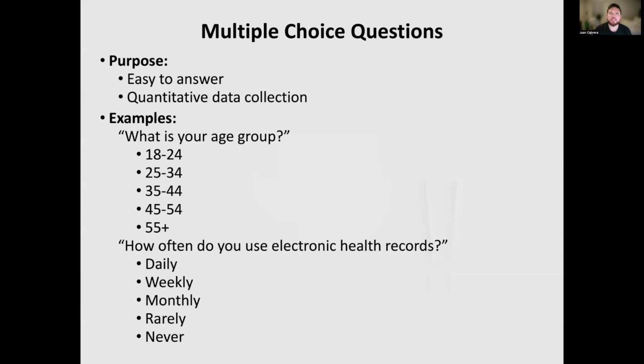Another example is asking about the frequency of using electronic health records with a question like, how often do you use electronic health records? The response options might be daily, weekly, monthly, rarely, or never. These predefined choices make it easy for respondents to provide their answers, and for us, it simplifies the data analysis process. The responses are already categorized so we can quickly tally the results and identify trends or patterns.